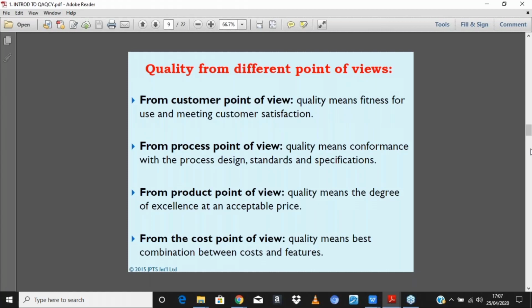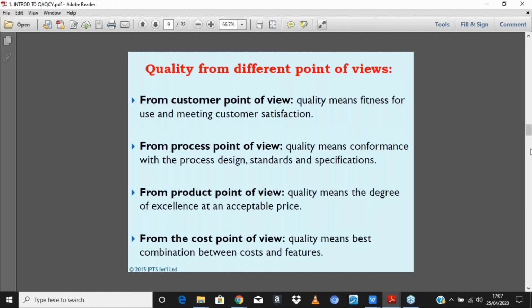You can say that is quality. If you say quality from process point of view, in other words, when something is being made or produced from starting point to the end, from raw material to finished stage, if you're able to follow the right process of production of that product, you can say the quality follows the right procedure. Then we have product point of view, quality at an acceptable price, and cost point of view, because we cannot separate quality from cost.